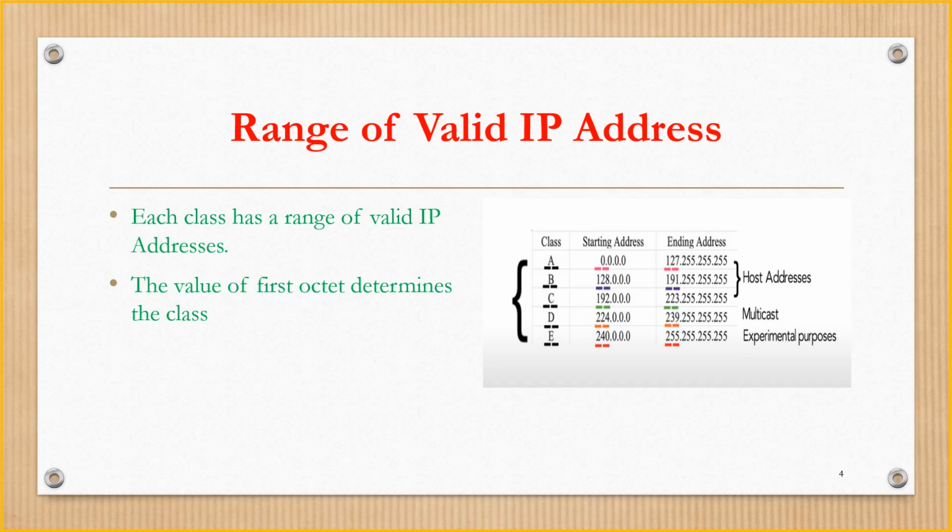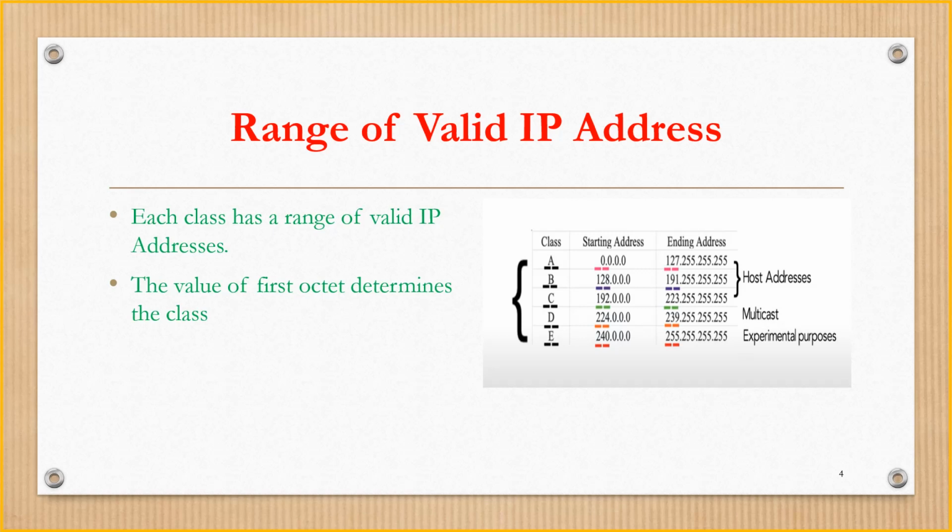For example, 0 to 127 determines the range of class A IP addresses. 128 to 191 determines the class B IP address range. 192 to 223 determines the class C IP address range. 224 to 239 determines the class D IP address range. 240 to 255 determines the class E IP address range.